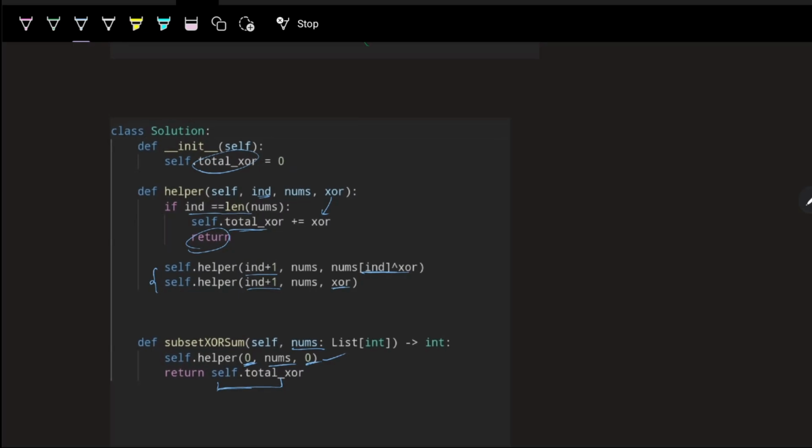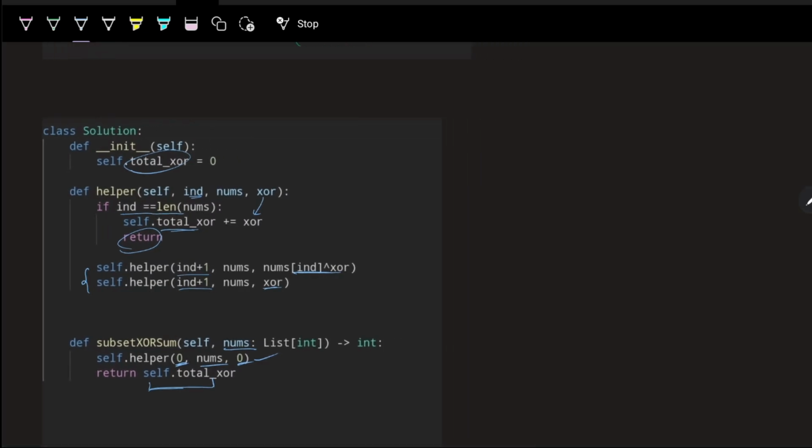So yeah, I hope you got it. This was the simple approach only, using the standard take non-take recursion approach.